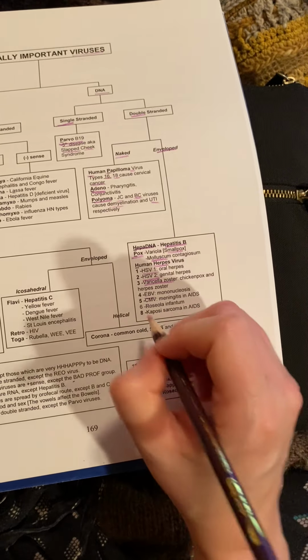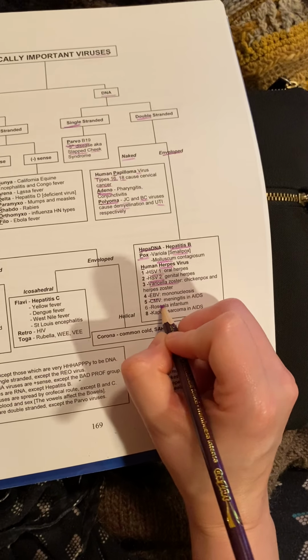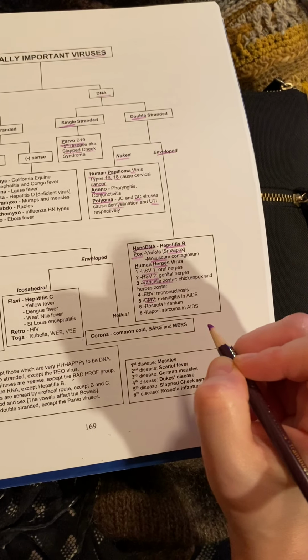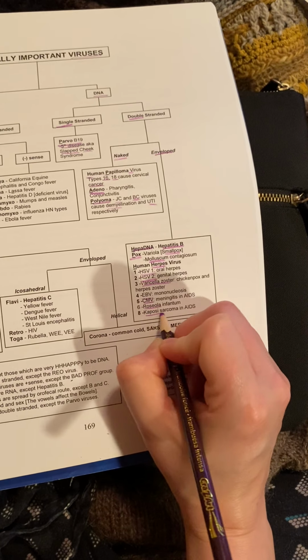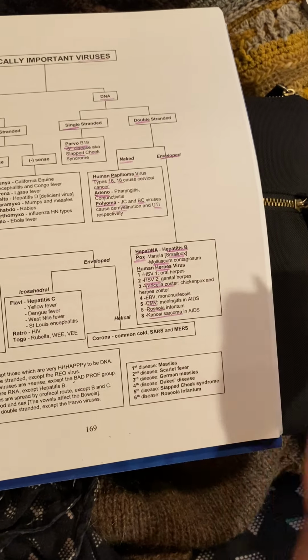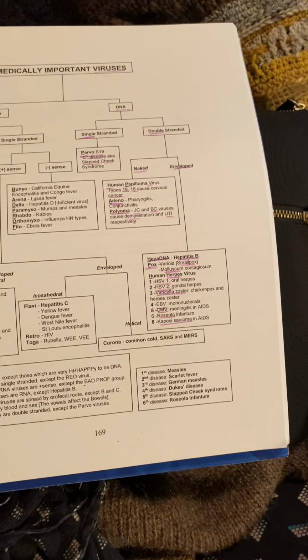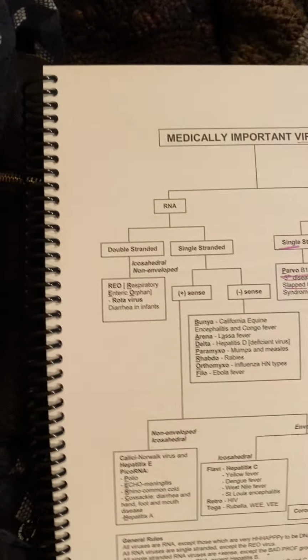EBV, mononucleosis. CMV, meningitis and AIDS. Roseola infantum. Kaposi sarcoma, and AIDS. So sad. Okay, RNA. Here we go.